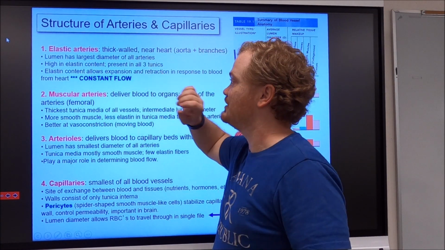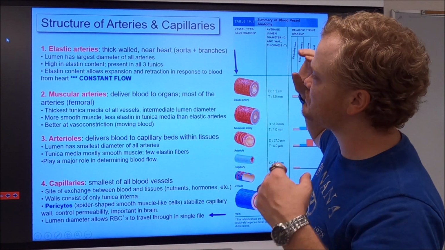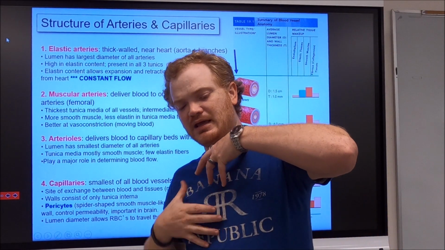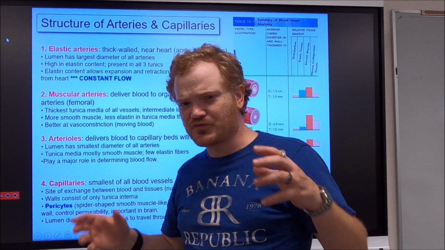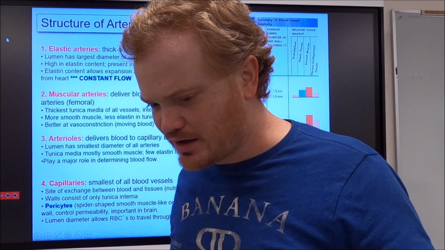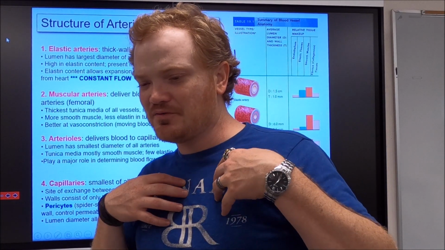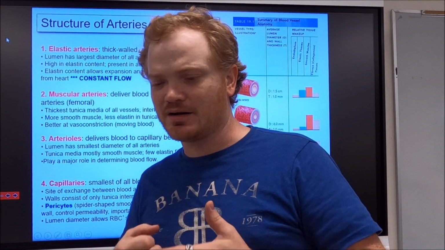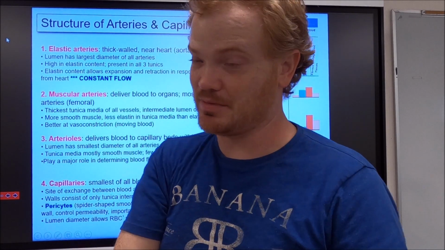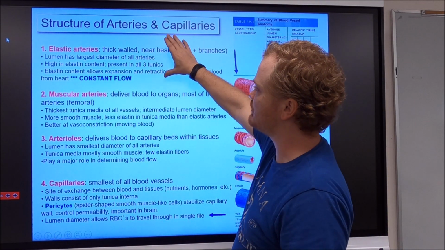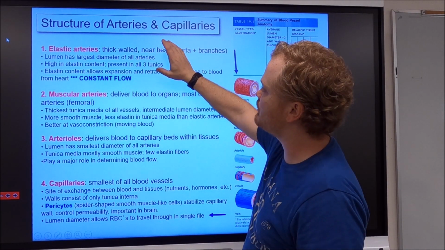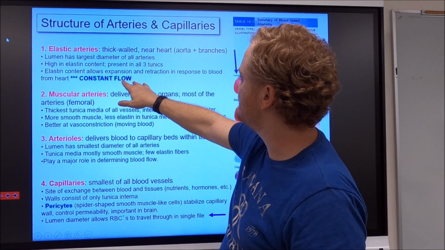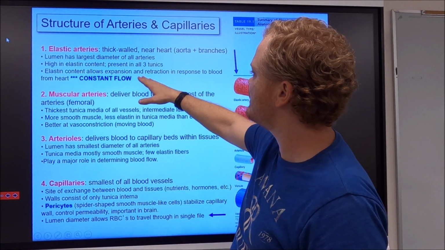Your elastic arteries. These are neat. These are the closest ones to the heart. Mainly we think about the aorta, like the big bits right on the heart. The first, like the highest pressure portions of the arterial network where blood comes out right of the heart, and it's really taking all the pressure, man. Those are going to be elastic arteries. And they're very thick walled. They have a bunch of elastic fiber, high elastic content. Let's see, allows expansion, reaction, constant flow.